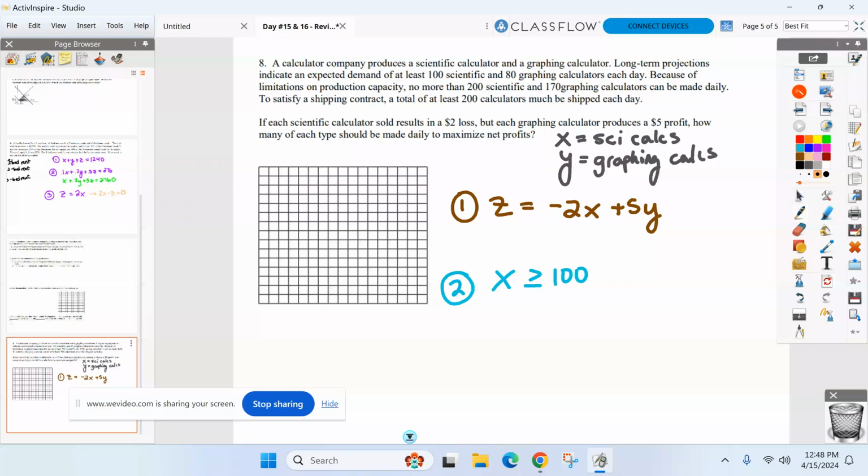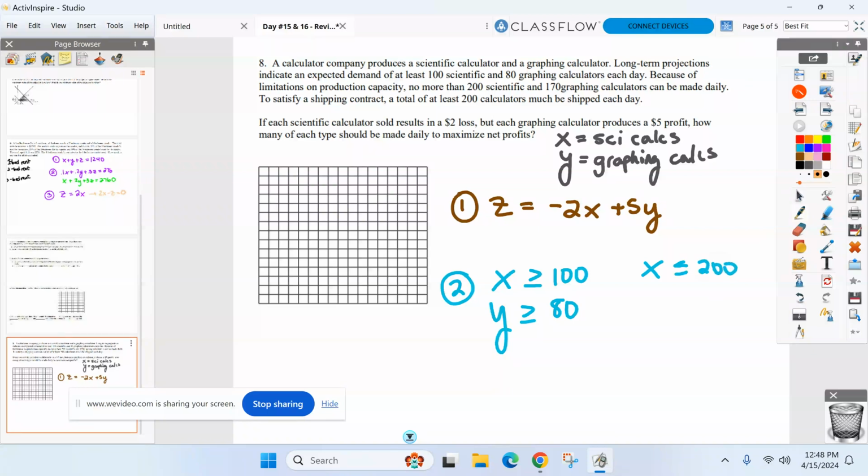80 graphing calculators each day. At least 80 graphing calculators each day. What do you have for me there? Y, yep. Greater than or equal to 80. Good. Keep reading. We've got more to go. No more than 200 scientific. So there's X again. Less than or equal to 200.